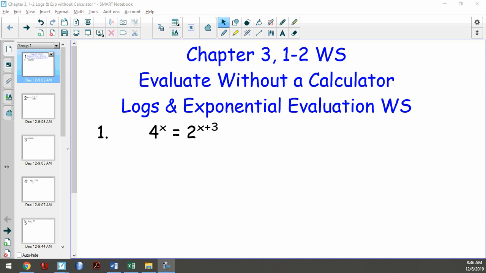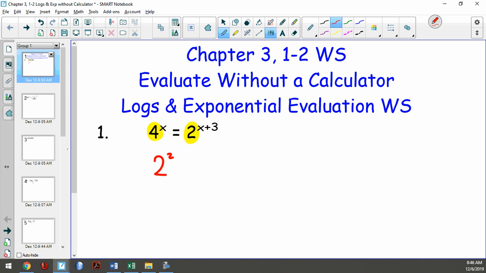Okay, so do you see your two bases? You have a base of 4 and you have a base of 2. I need them to match. Obviously, I cannot change 2 because it's as simple as it can possibly get. So I have to change 4 to become a base of 2 to a power. So what is 4 as a base of 2? 2 squared. So this is going to become 2 squared to the x is equal to 2 to the x plus 3.